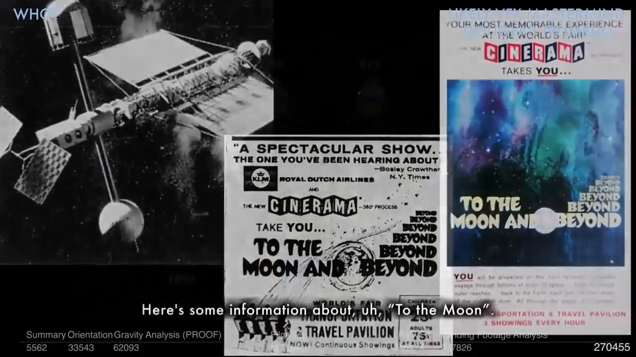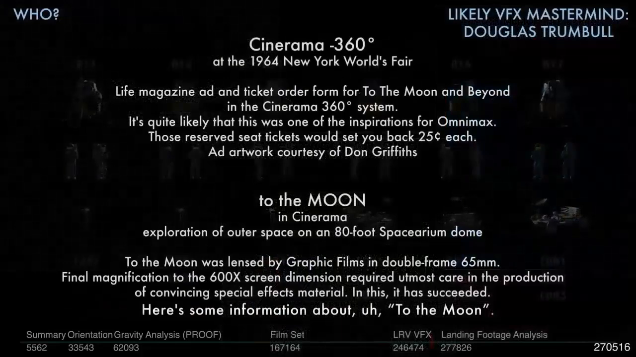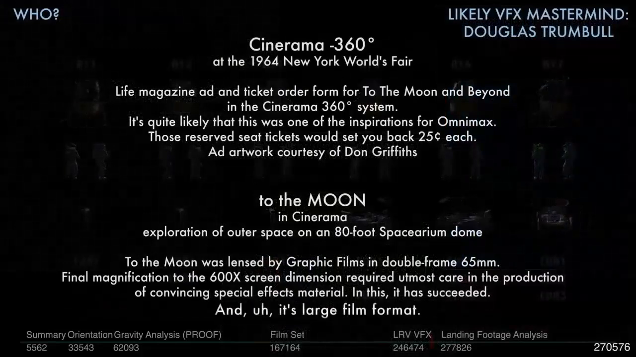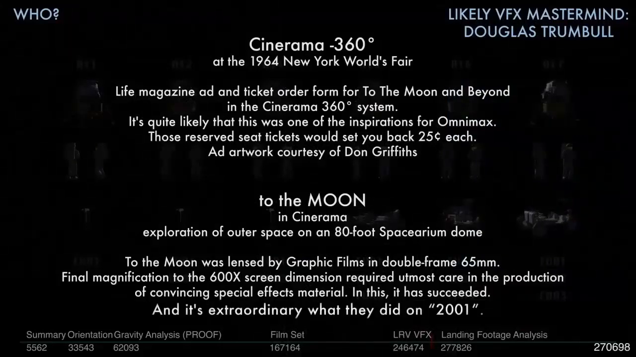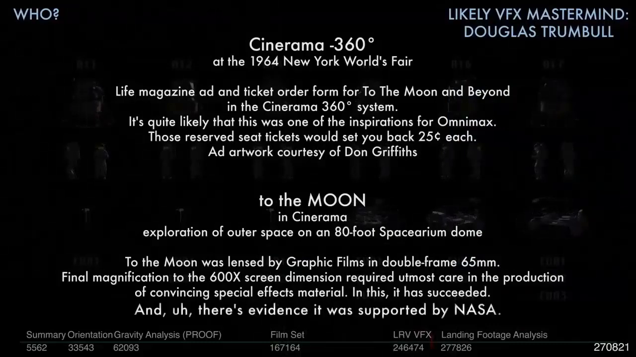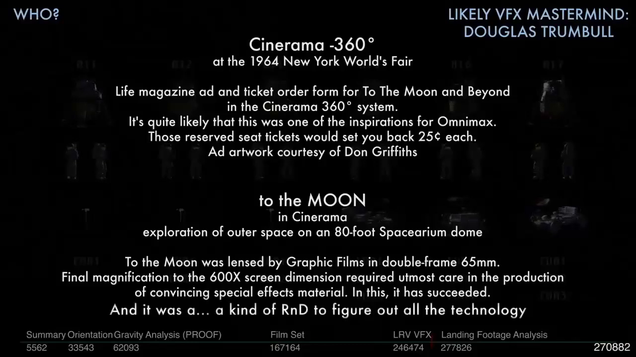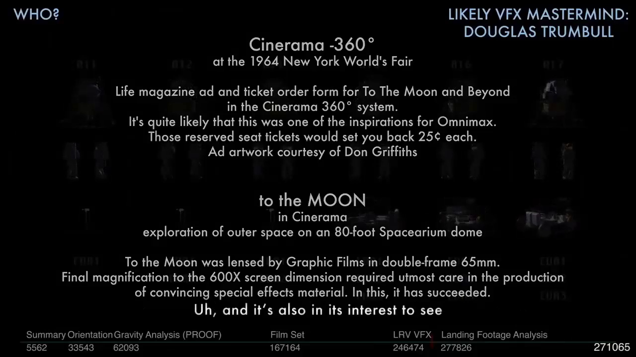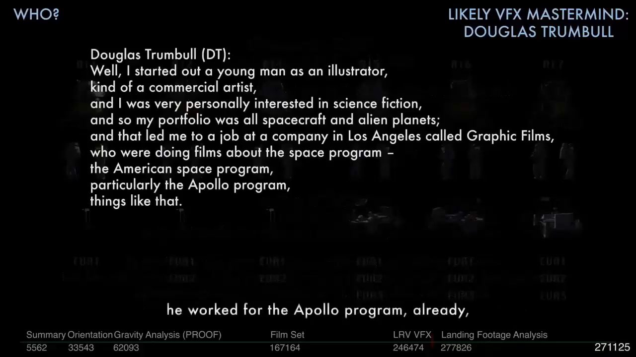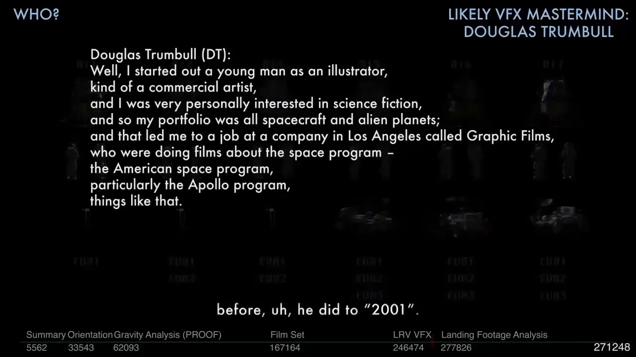Here's some information about To the Moon. It's a large film format, really longer than other formats, and it's extraordinary what they did on Space Odyssey 2001. There is evidence that it was supported by NASA, and it was a kind of an R&D to figure out all the technology. They used it for the Apollo hoax. And it's also in the interest to see he worked for the Apollo program already, before he did 2001.